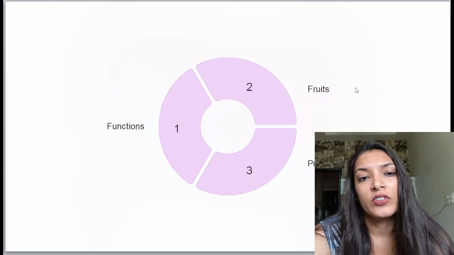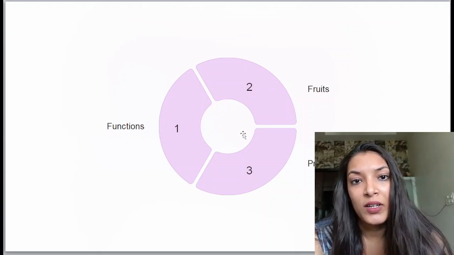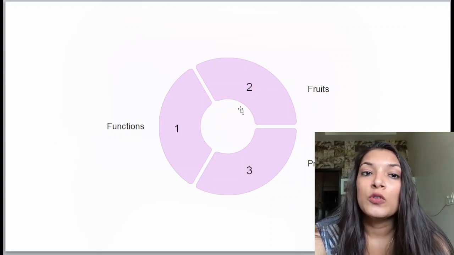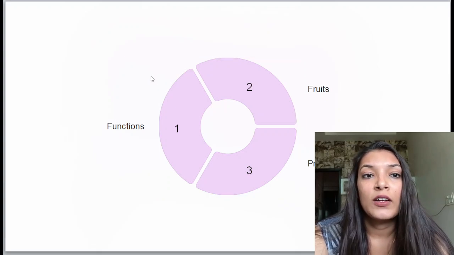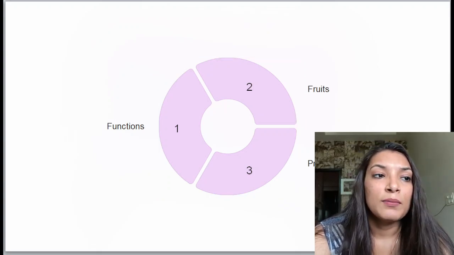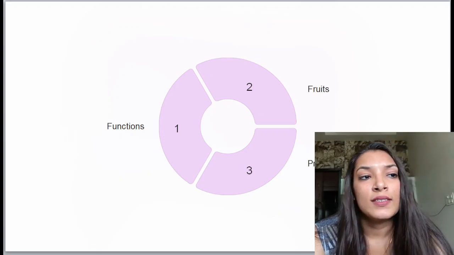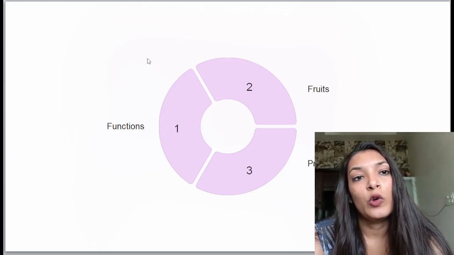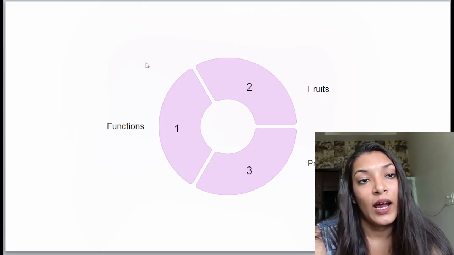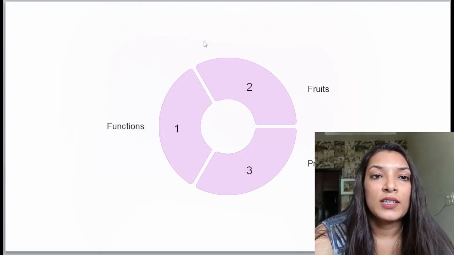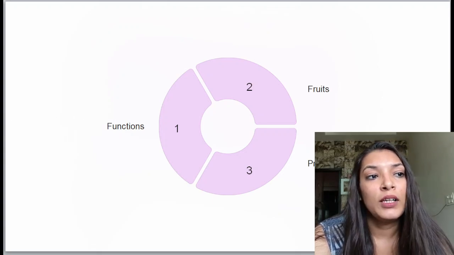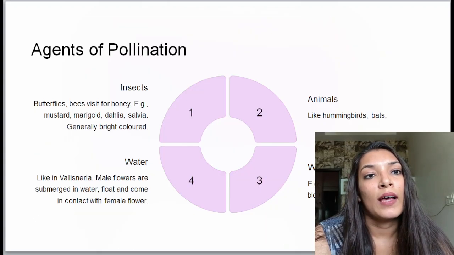We need a mediator. Just like when you are coming to school every day, you are coming by a school bus, alright? So suppose some of you are living far away from the school, so you certainly cannot walk to the school every day. Therefore you need a bus, right? So similarly, you can consider that your bus is the mediator, your house is the anther, and the stigma is your school. So now the bus is the mediator which is carrying you from the home to the school. Similarly, here we term them the agents of pollination.